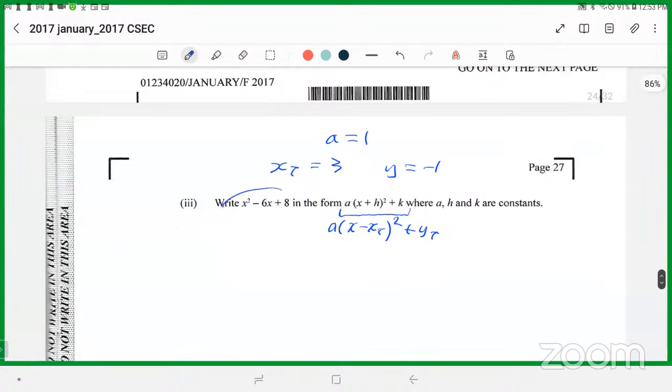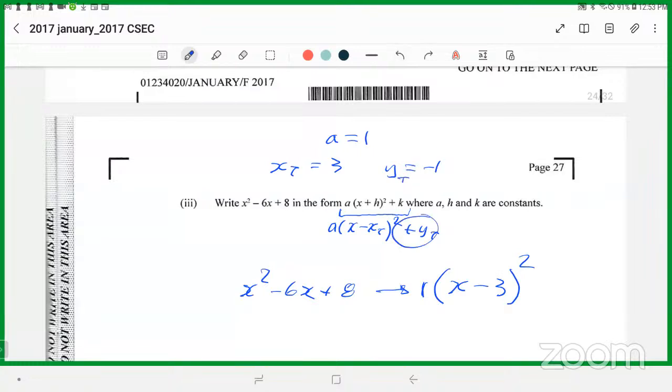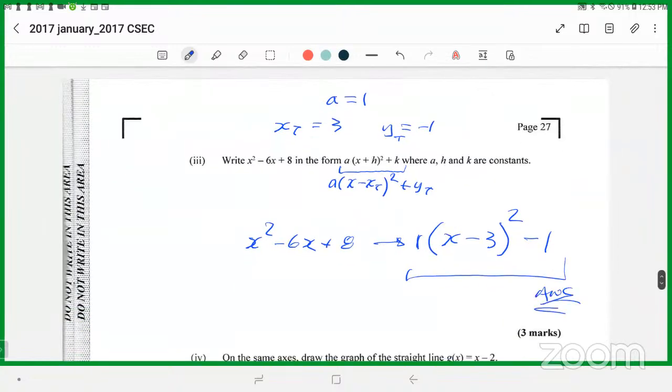So if I write this in this format, then x squared minus 6x plus 8 can be written as A, which is 1, into x minus xt, which is 3. Don't forget the square, and plus yt. yt is negative 1, so minus 1. That's the answer right here. I don't have to calculate anything, as I have everything on the graph. I don't have to calculate xt or yt, because xt and yt are the coordinates at the minimum point. You have to remember this. T means turning point.